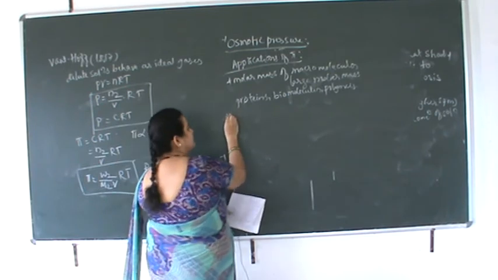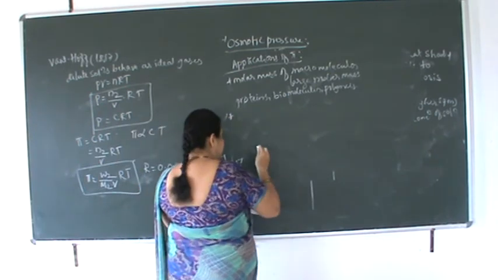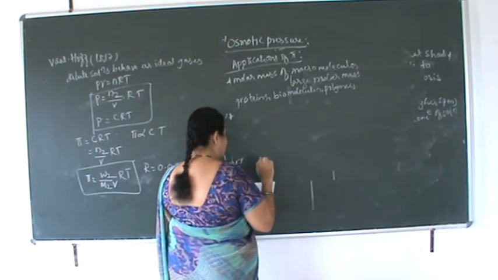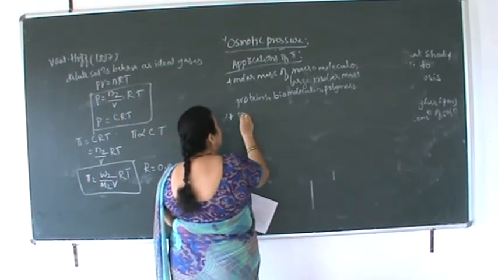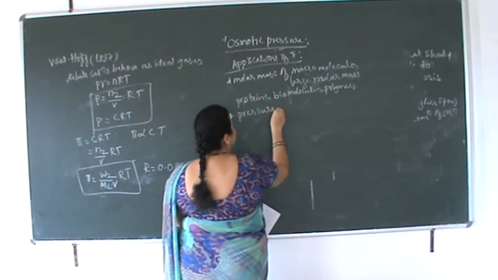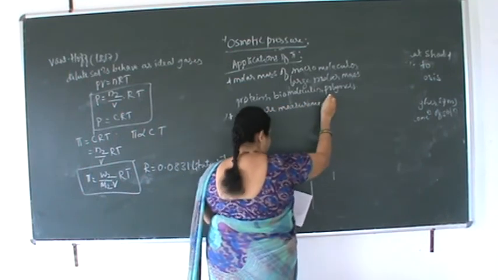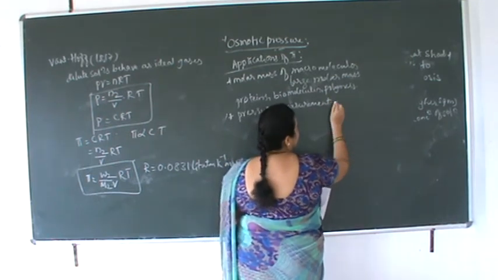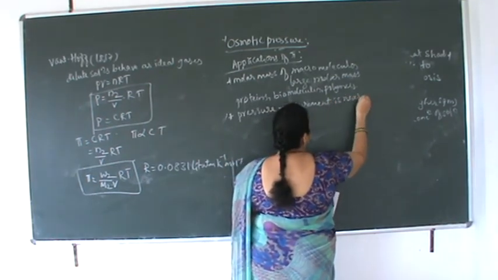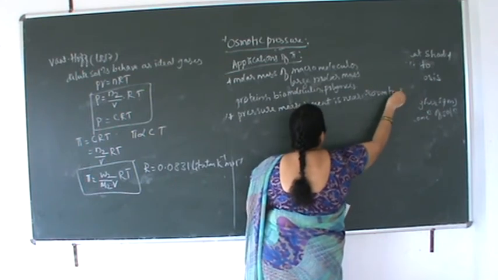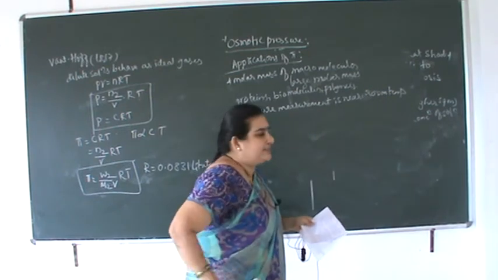Now the second one. This method is widely used, as it has an advantage over others because the pressure measurement is near the atmospheric pressure. Pressure measurement is near the room temperature.